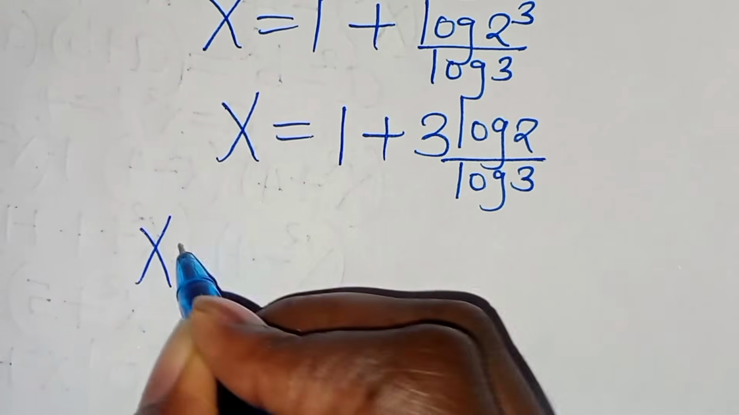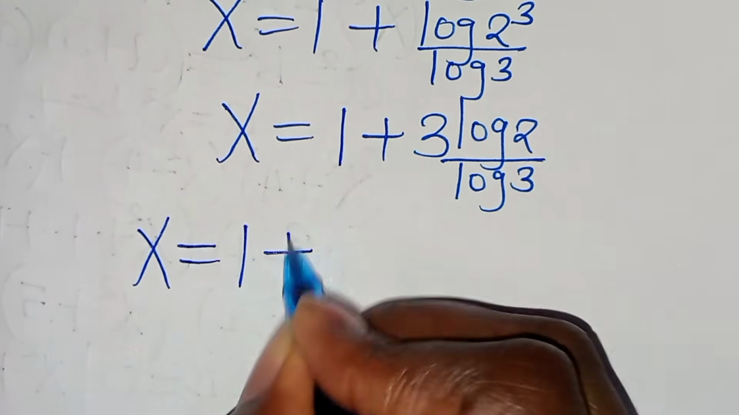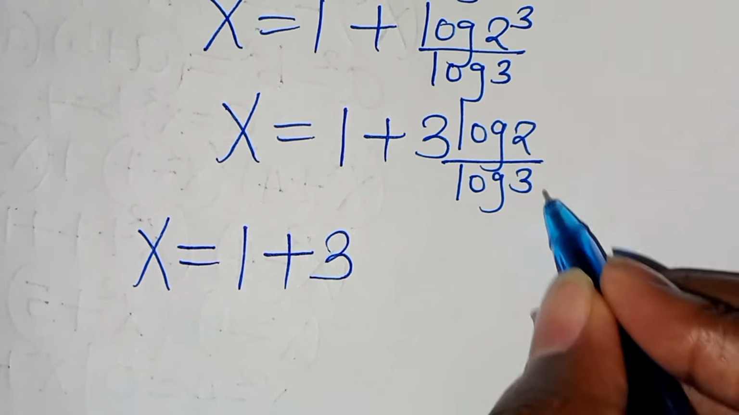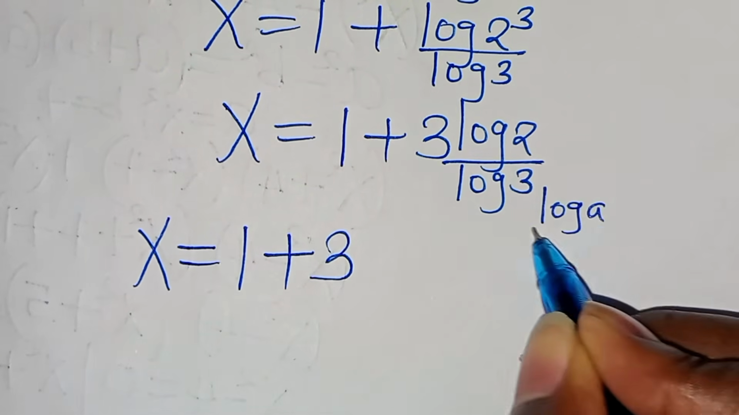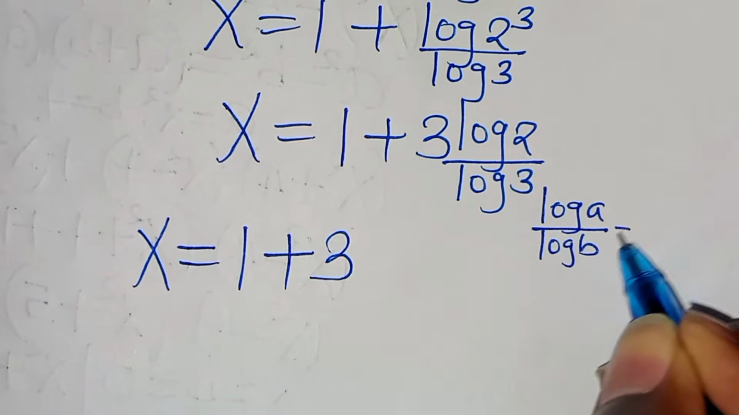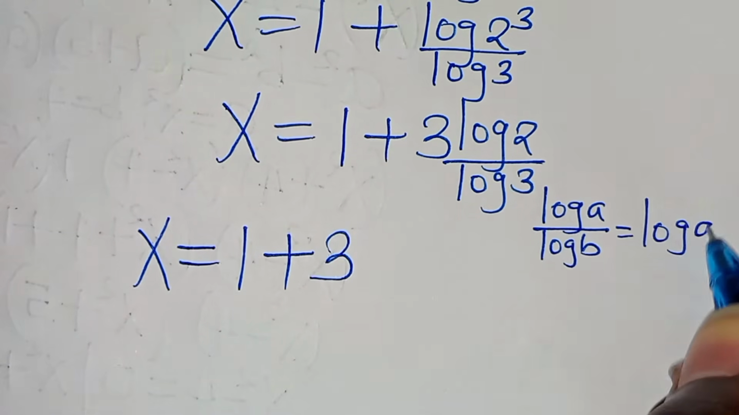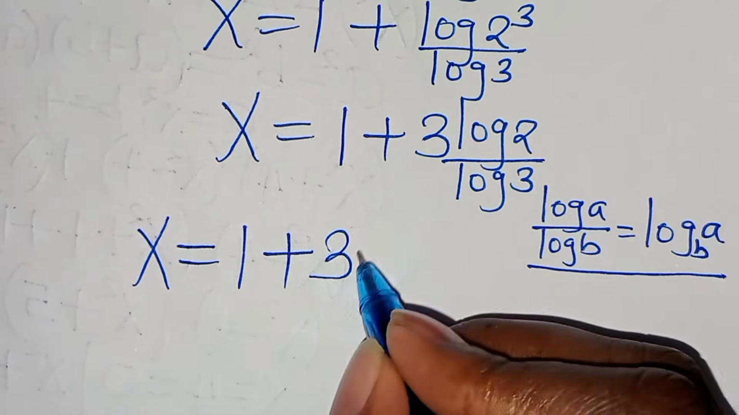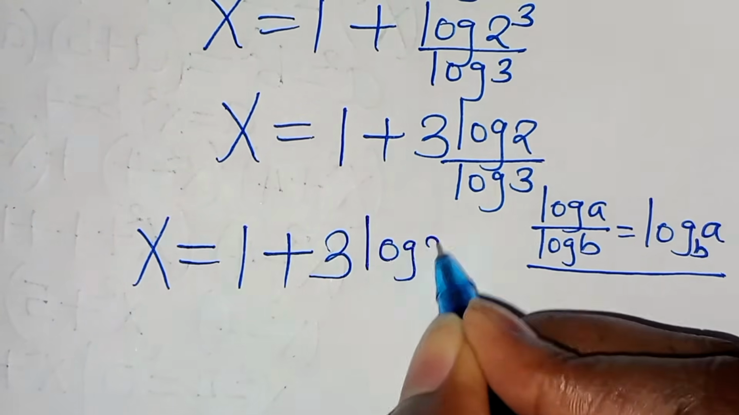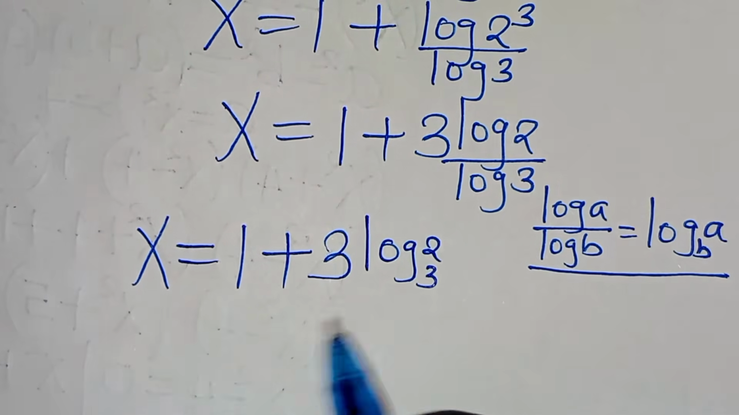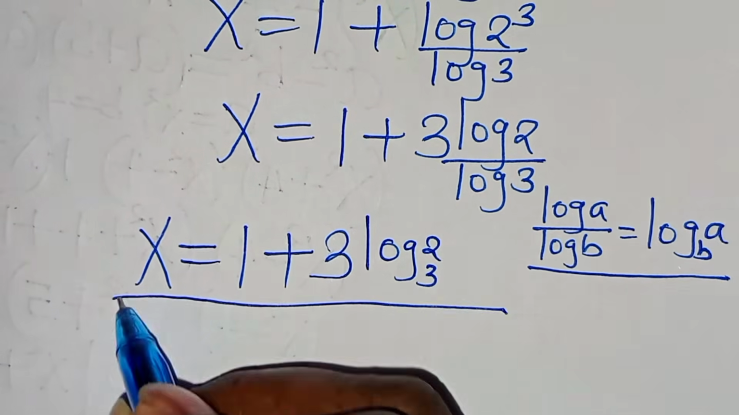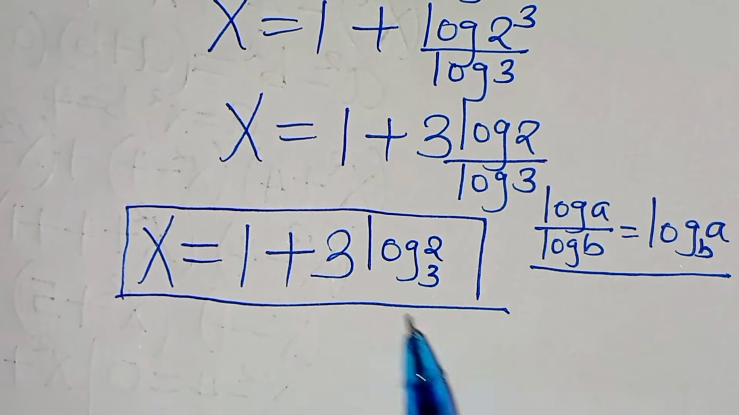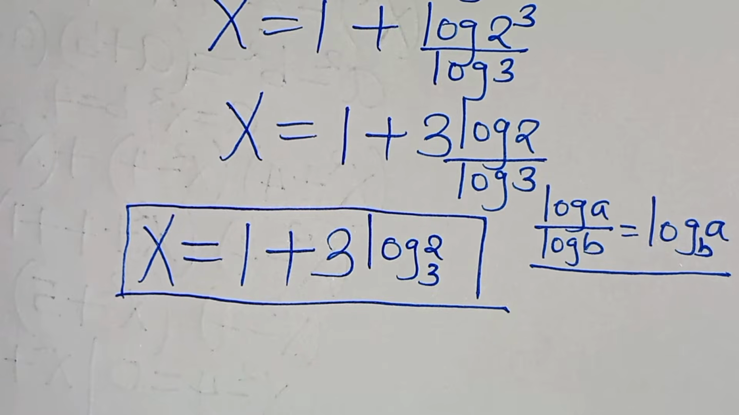We have that x is equal to 1 plus 3 log 2 over log 3. This is in the form of log a divided by log b, which we can express as log a to base b. So let's apply this property so that here we have 3 log 2 to base 3. So this is the value of x. The next step from here is to verify that this value of x satisfies the equation as follows.